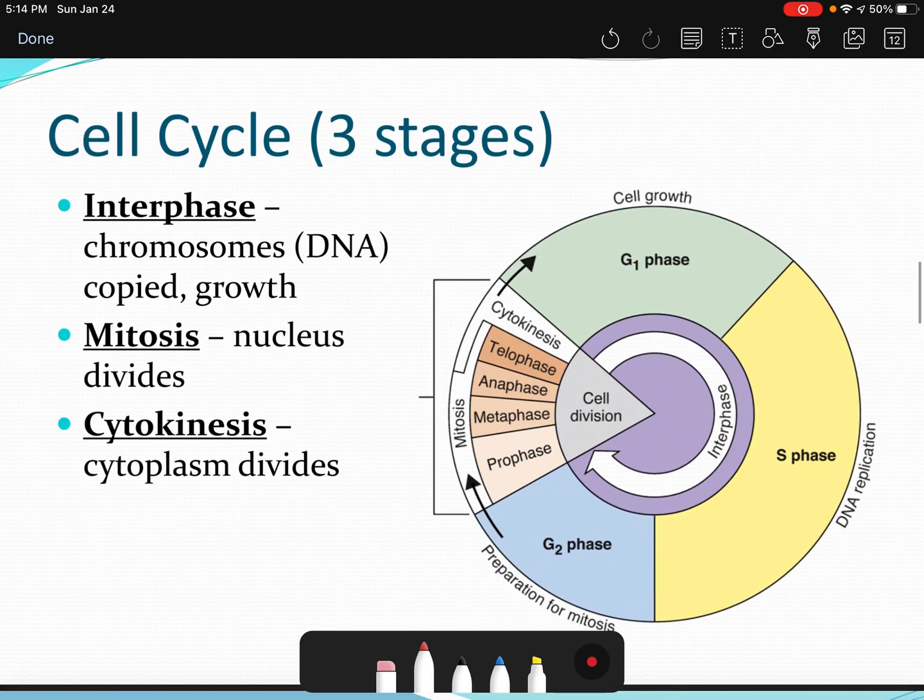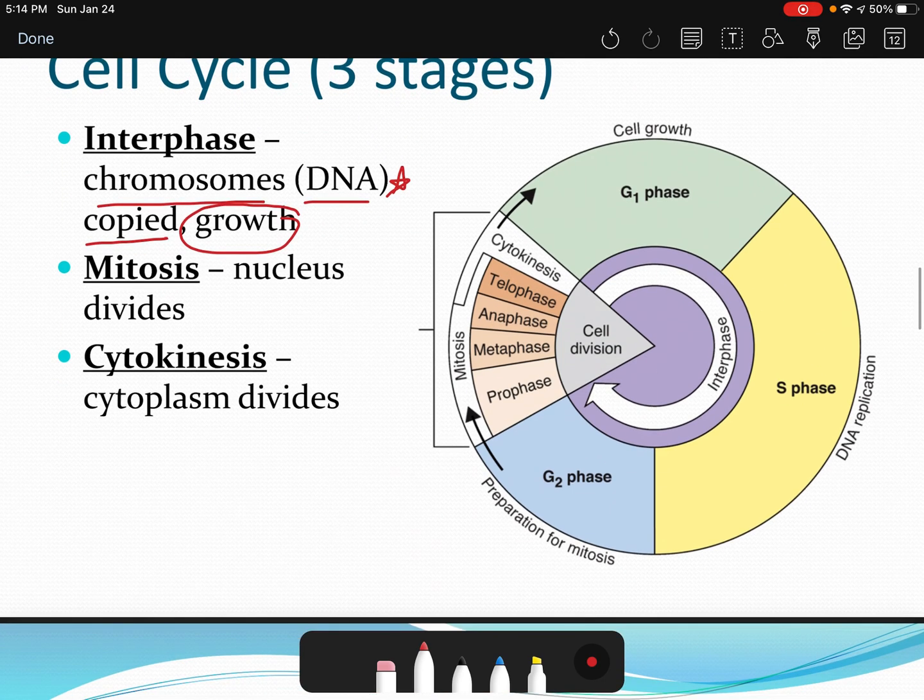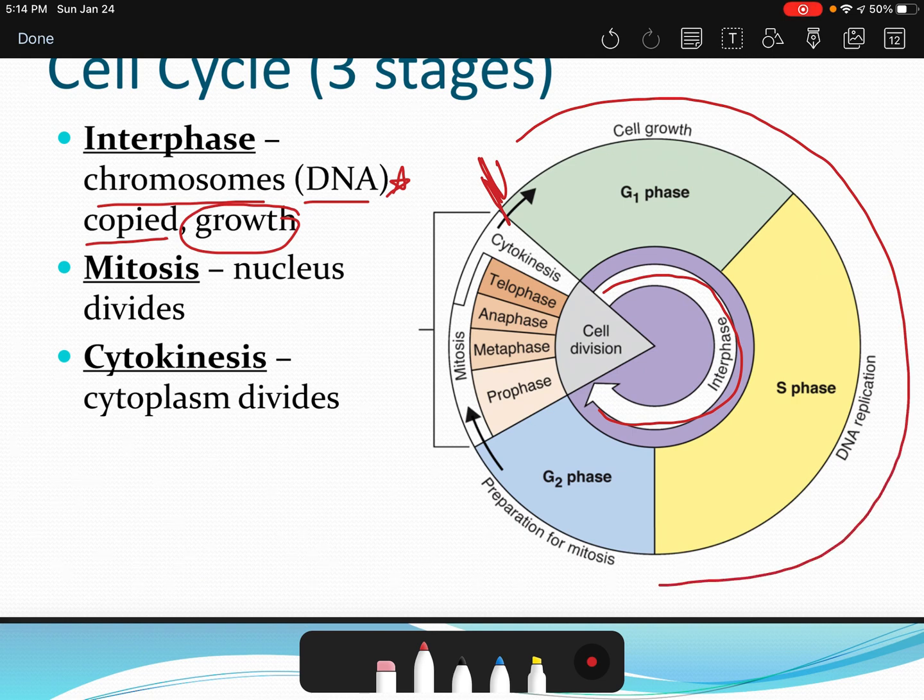So there are 3 stages to the cell cycle. The first one is called interphase. And this is where the DNA, or the chromosomes, are copied, and there's lots of growth, okay? But the main thing is that the DNA gets copied. That's the main thing that happens in interphase. And if you look at this, see how interphase comes right along here? That means that from here all the way to here is interphase. So most of the cell cycle is spent in interphase.